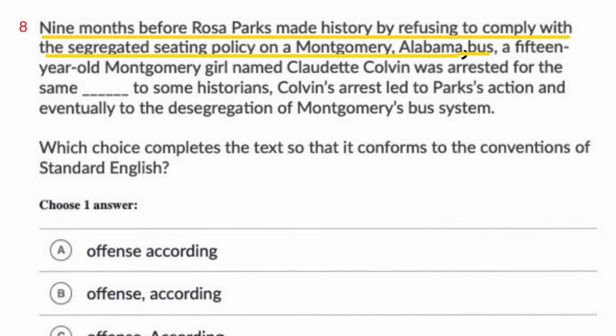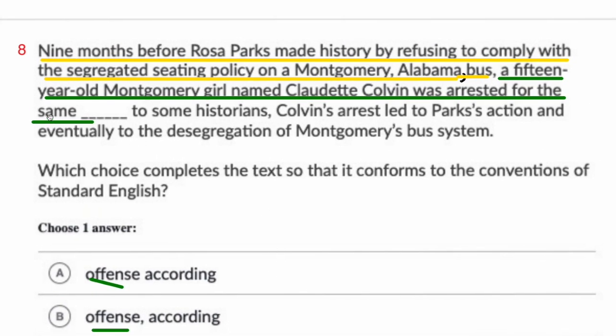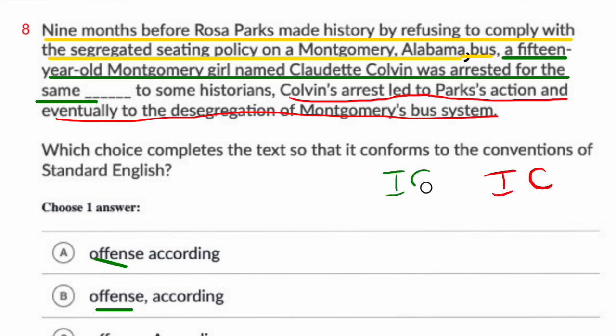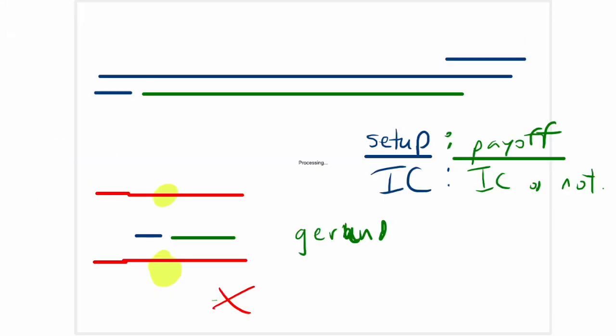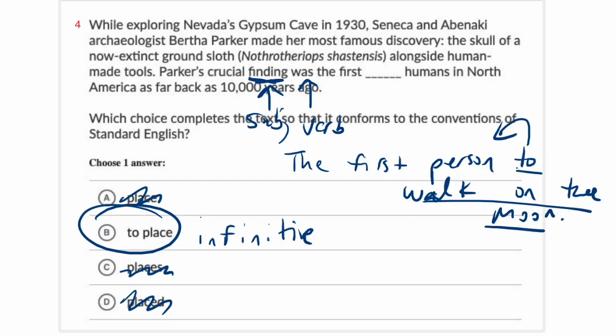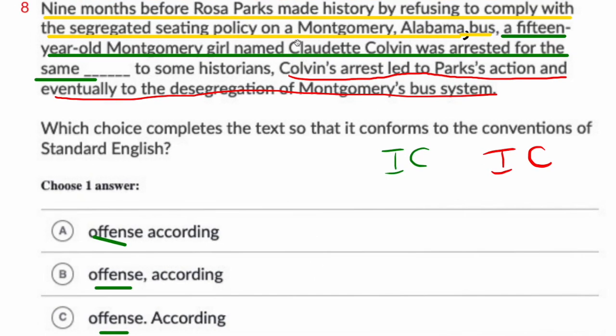Our main clause, our independent clause here, is going to be a 15-year-old girl was arrested for the same offense. So regardless of which answer choice we pick, that is an independent clause. And then we've got, according to some historians, Colvin's arrest led to Parks's action and eventually to the desegregation of the Montgomery bus system. Well, that's another independent clause. So we've got an independent clause here in green and an independent clause there in red. And just like on an earlier question that we saw, according to Berger, according to some historians, again, I don't know how I would classify that, but the important thing here is that we've got the two independent clauses, the one in green and the one in red.